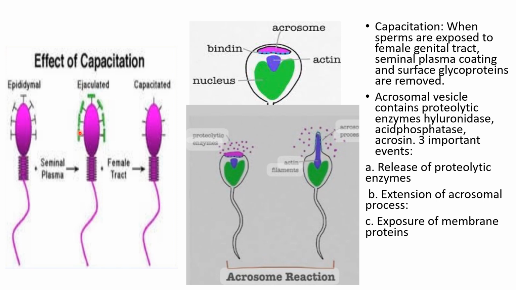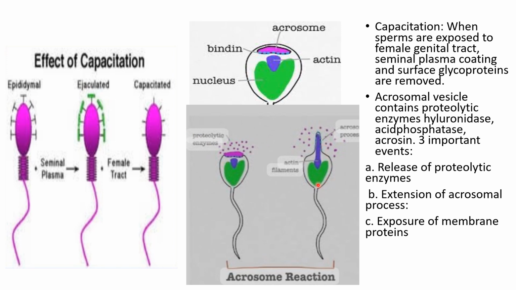So during capacitation, these glycoproteins are removed from the plasma membrane over the sperm head. Okay, so what is capacitation? It is the removal of seminal plasma proteins and surface glycoproteins covering the sperm head. Now it is followed by the acrosomal reaction. So what is the acrosomal reaction?